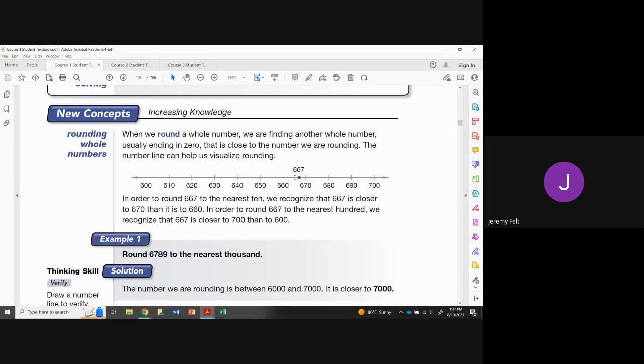We can look pretty simply at a number line to see that it is closer to 670 than it is to 660. Now 5 lands right in the middle, but 5 we always round up. So remember, 5, 6, 7, 8, 9, we're rounding up. 4, 3, 2, 1, or 0, we are rounding down.